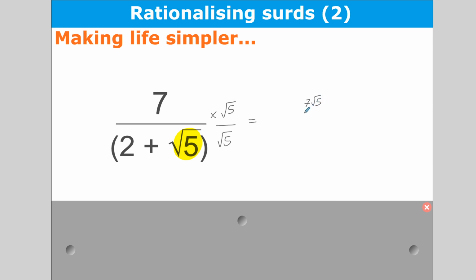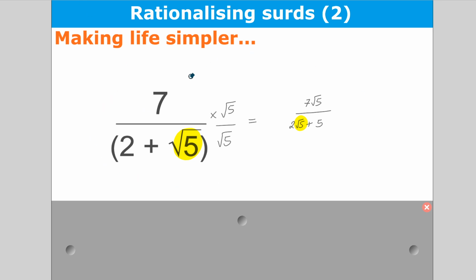7 root 5. And on bottom, what we've got is root 5 multiplied by this bracket. So it'd be root 5 times 2, which is 2 root 5, and root 5 times root 5, which is 5. Now this hasn't helped us, guys, because we've still got another root 5 on the bottom here. And so we're not in a particularly better situation.